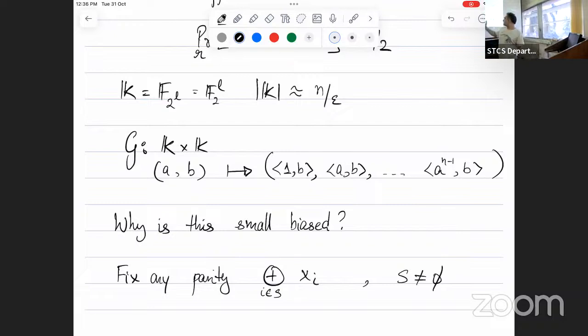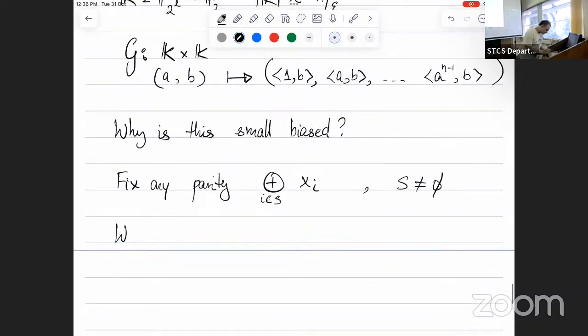As long as S is non-empty, in the uniform setting, the probability that the parity is equal to 0 is exactly equal to half. So therefore, what I want to get a sense of is, under this distribution, what is the probability that I actually end up getting 0, for this parity being 0?